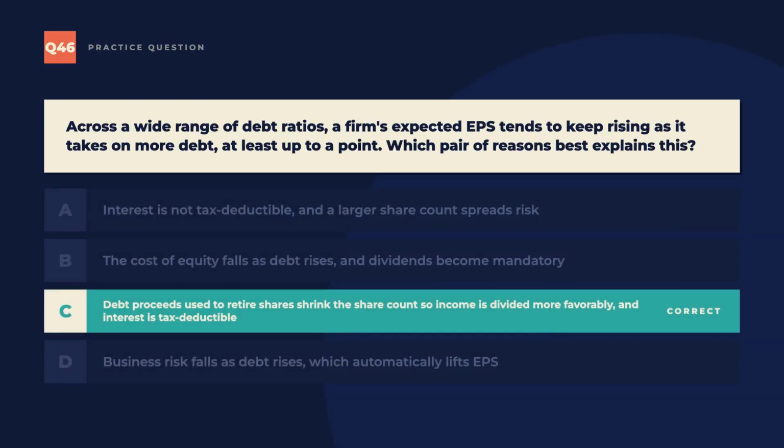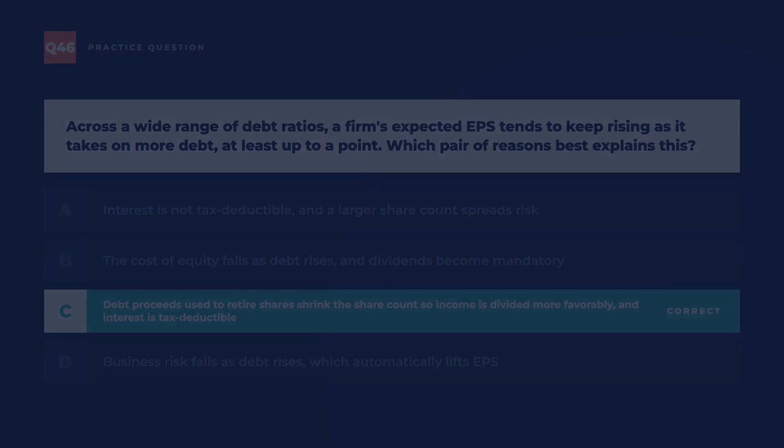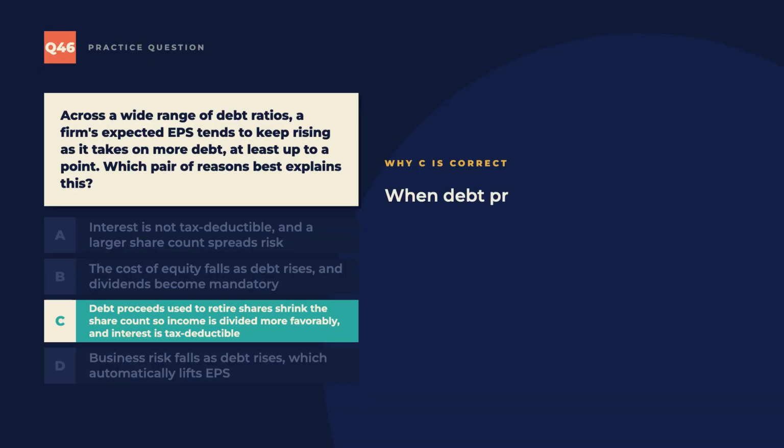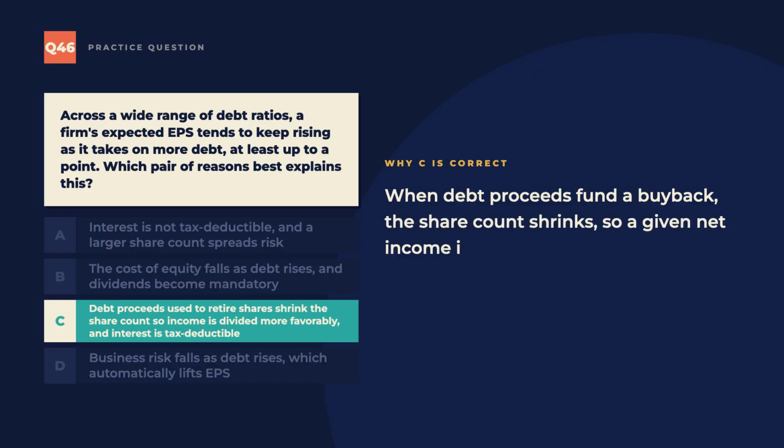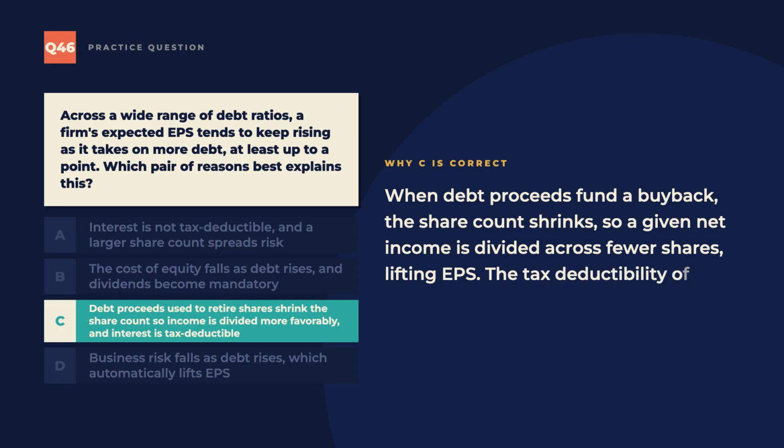The correct answer is C. Debt proceeds used to retire shares shrink the share count so income is divided more favorably, and interest is tax deductible. C is correct because when debt proceeds fund a buyback, the share count shrinks. So a given net income is divided across fewer shares, lifting EPS. The tax deductibility of interest adds a second boost. Together they push EPS higher across a wide range of debt ratios.